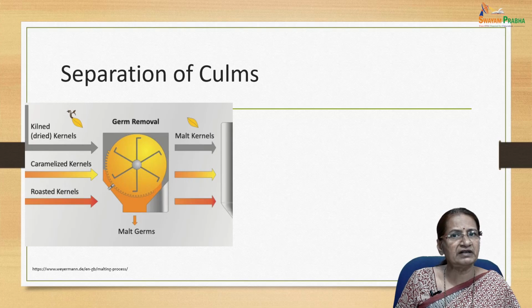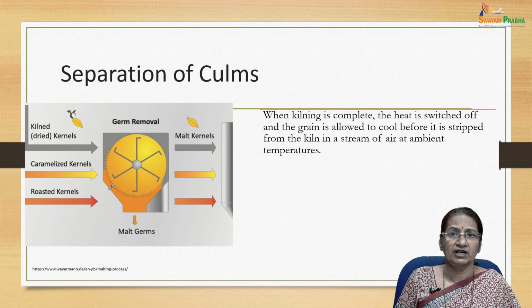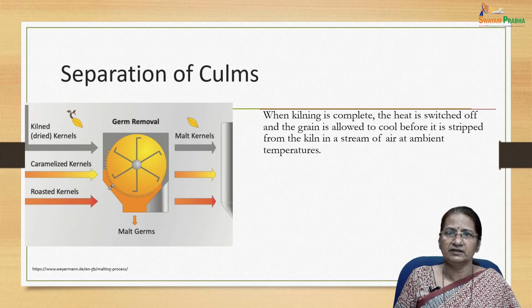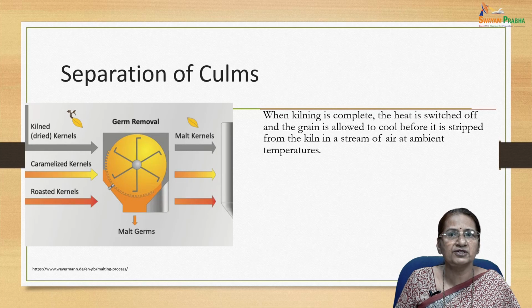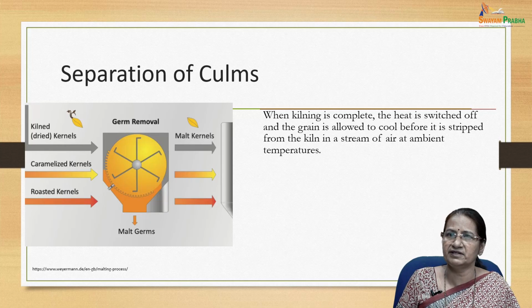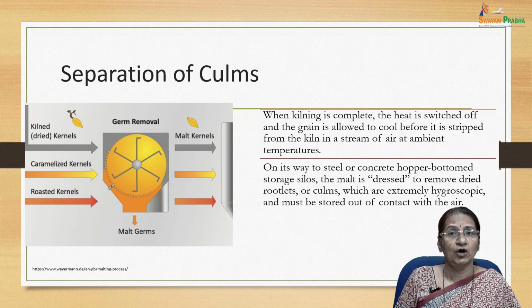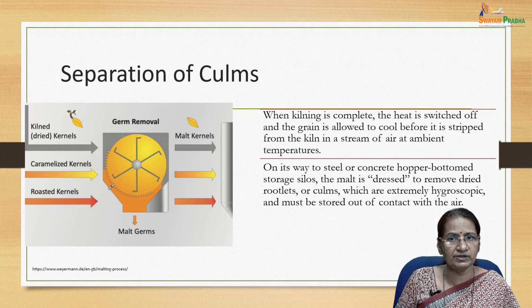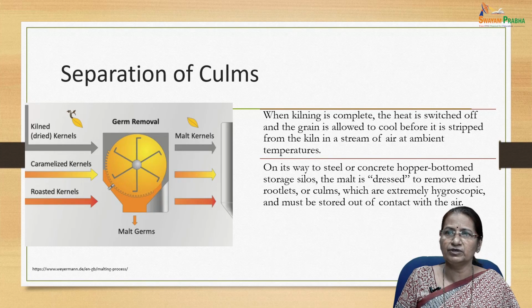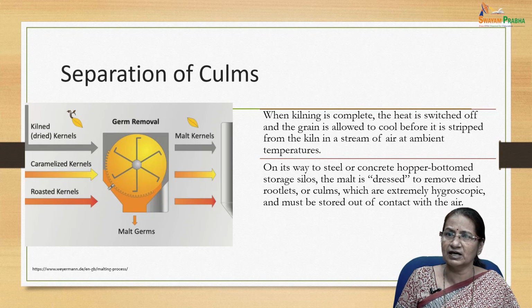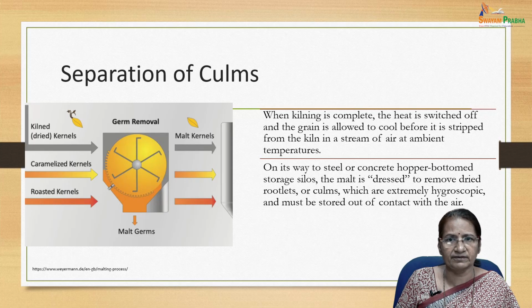Now, separation of culms. When kilning is complete, the heat is switched off and the grain is allowed to cool before it is stripped from the kiln in a stream of air at ambient temperatures. On its way to steel or concrete hopper-bottomed storage silos, the malt is dredged to remove dried rootlets or culms, which are extremely hygroscopic and must be stored out of contact with the air.